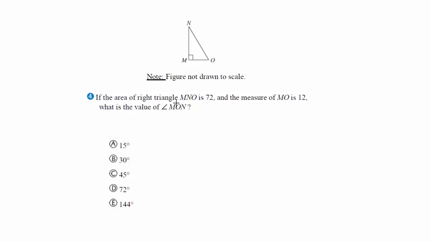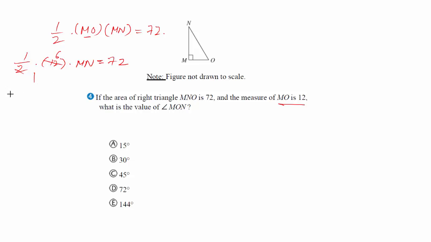If the area of the right triangle MNO is 72, that means half of base times height. Base is MO times height is MN. This is equal to 72. And the measure of MO is 12, so we can write half of 12 times MN equals 72. Dividing by 6 to both sides, you will get MN equals 72 divided by 6, which is 12.